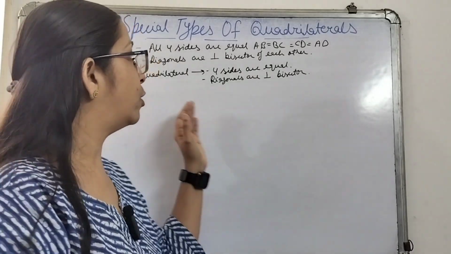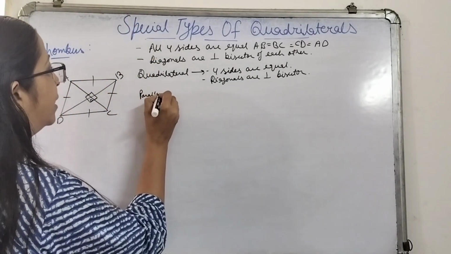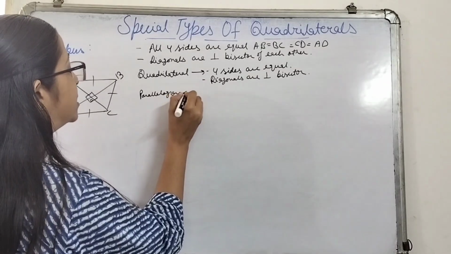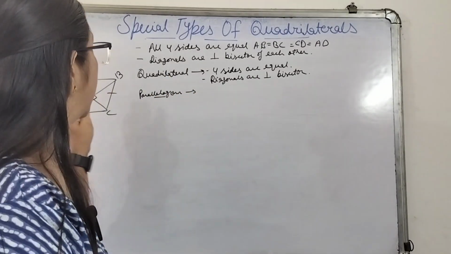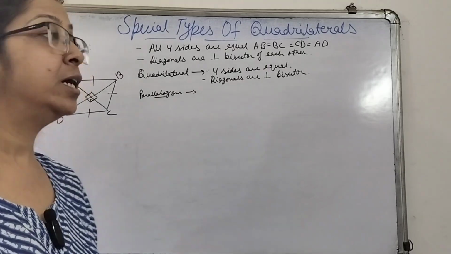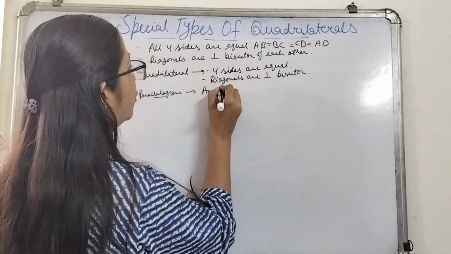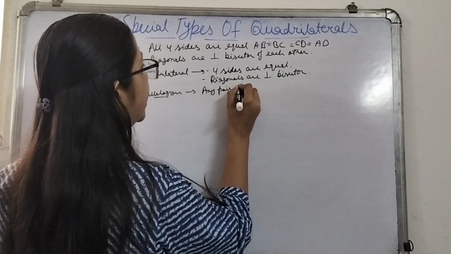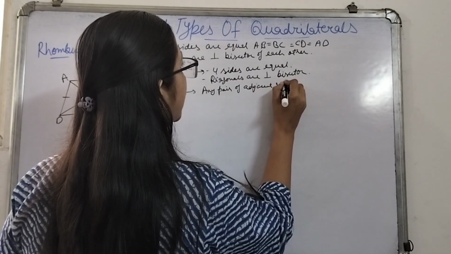And if any parallelogram is given to us and we need to prove that the given parallelogram is a rhombus, then what we need to prove is that any pair of adjacent sides are equal.